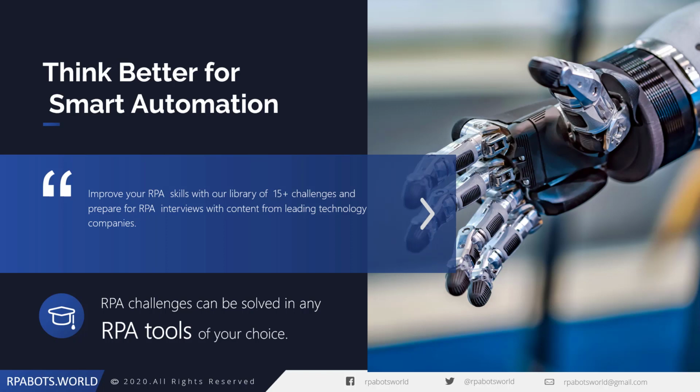One thing that you need to take note of here is that RPA challenges can be solved in any RPA tool of your choice. The only thing that we are looking for here is that you follow the best practices and the guidelines shared by your vendor. So say, for example, if you are building your RPA challenge in UiPath, you need to follow the best practices and guidelines that have been shared by UiPath. And similarly, if you are trying to make your challenge in Blue Prism or Automation Anywhere, you need to follow the guidelines given by those respective vendors. So let's move on and see what this challenge is all about.